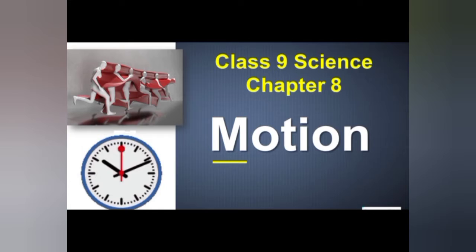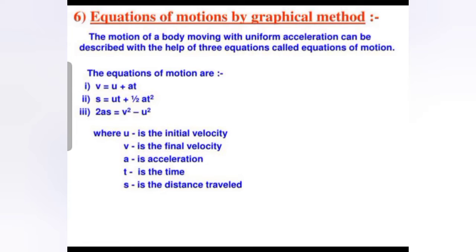Equations of motion means the relation between the velocity of the body, the acceleration of the body and the distance travelled by the body in a particular time interval. So today we will do the equations of motion by the graphical method.